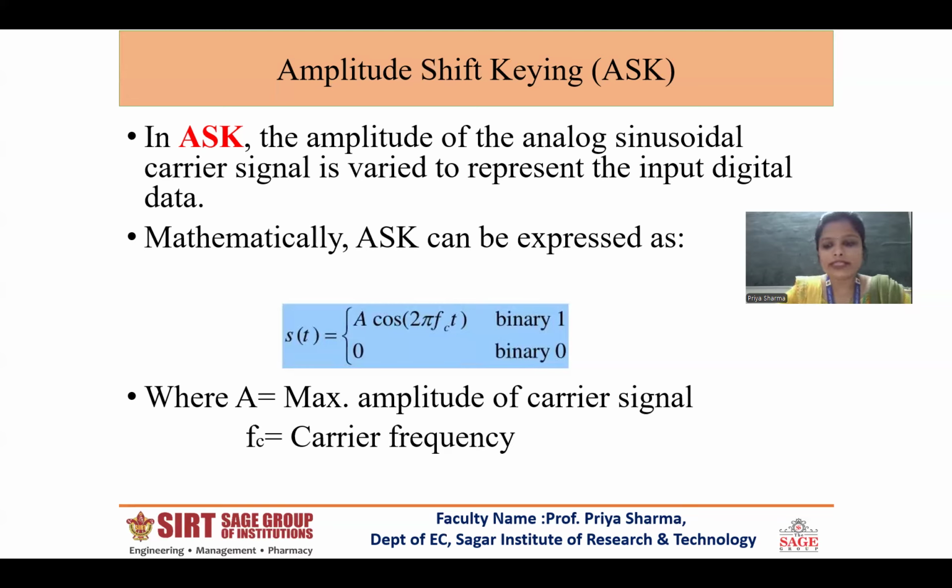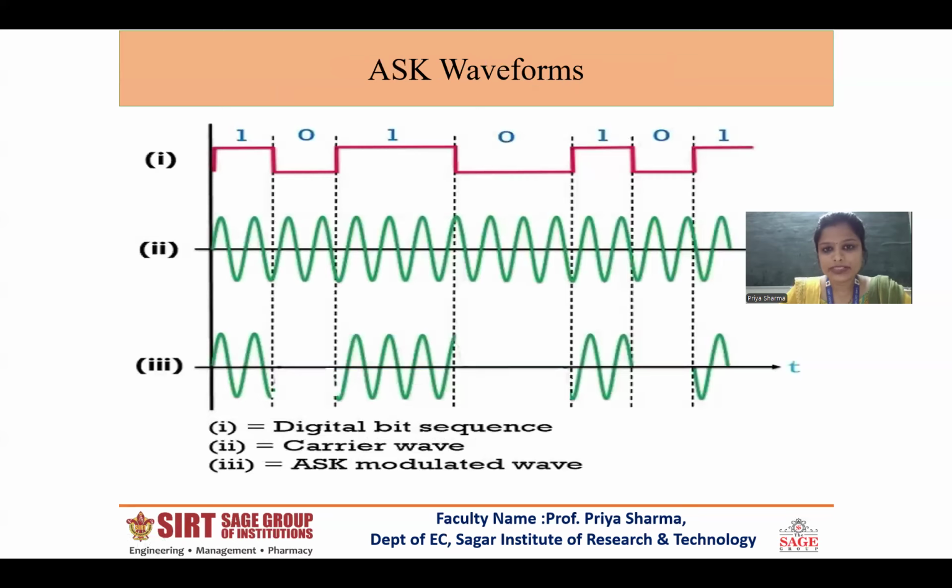That simply means that the carrier signal is either on or off, depending on whether the digital modulation data is either binary 1 or 0, respectively. This is the reason that sometimes amplitude shift keying is also referred to as on-off keying, OOK.